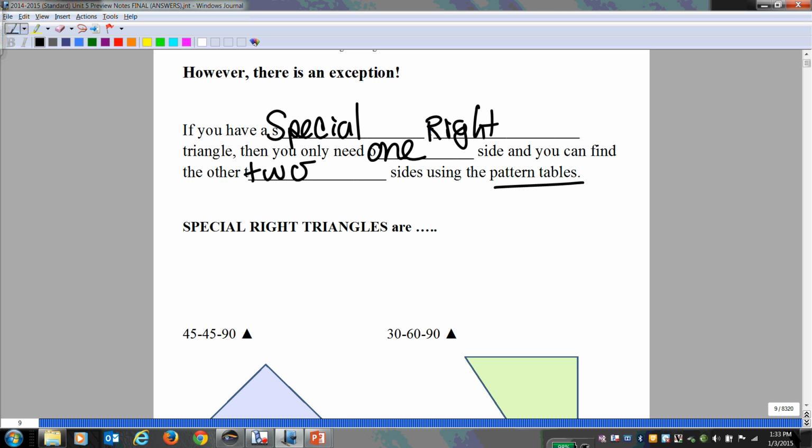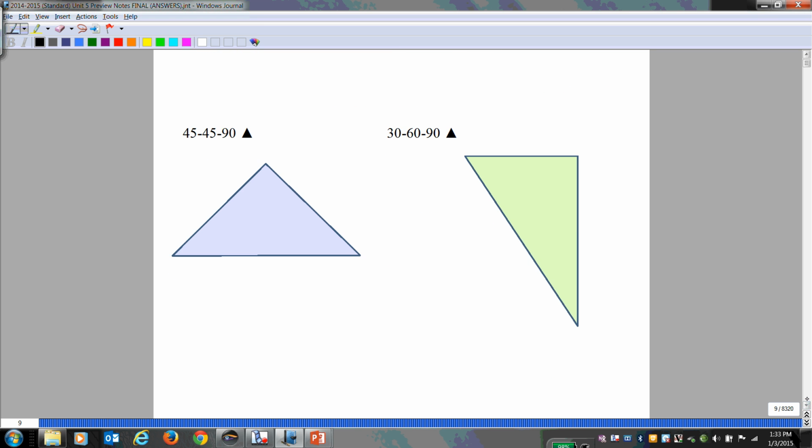So the most important question is, what's a special right triangle? Now, a special right triangle isn't one that's just pretty or something. It's specifically these 2 right triangles. Special right triangles is the isosceles right triangle, also known as the 45, 45, 90. Because remember, if you have 2 sides equal, you have 2 angles equal. So the 45, 45, 90 is also called the isosceles right triangle.